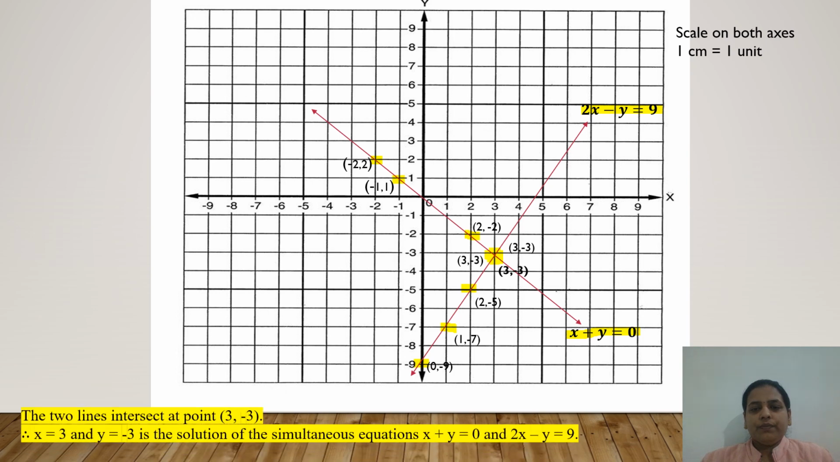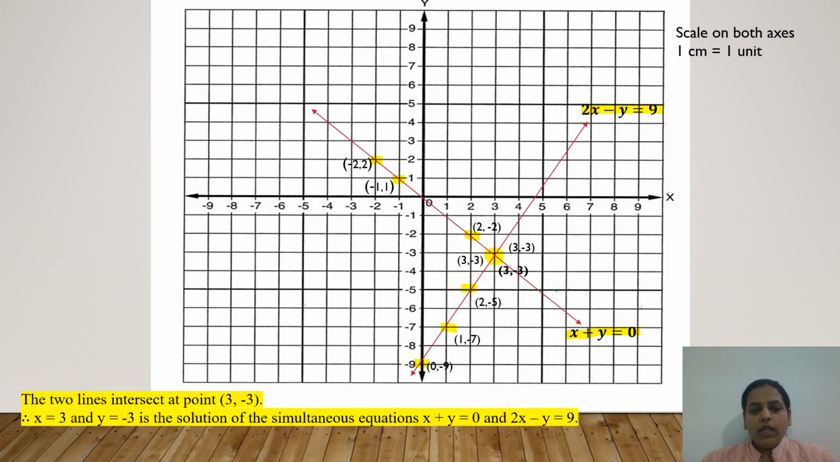Next, the two lines intersect at point 3, minus 3. Therefore, x is equal to 3 and y is equal to minus 3 is the solution of the simultaneous equations x plus y is equal to 0 and 2x minus y is equal to 9. This is the solution of the first question.